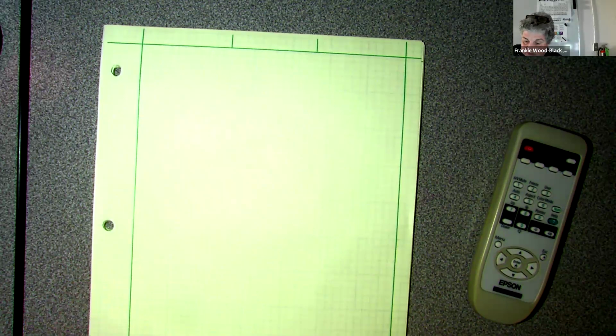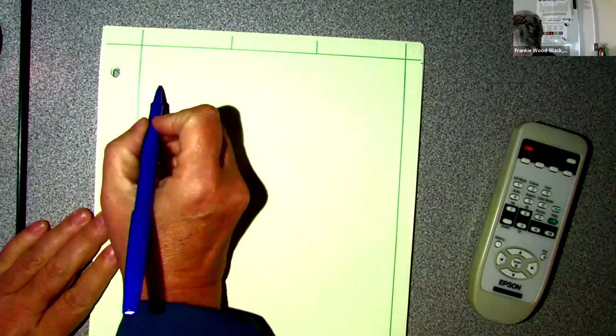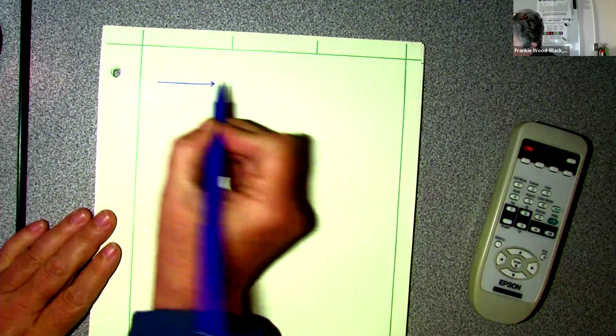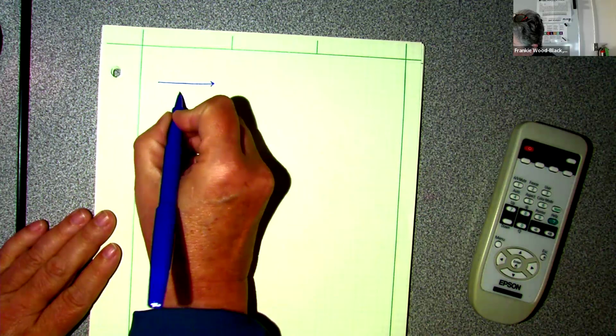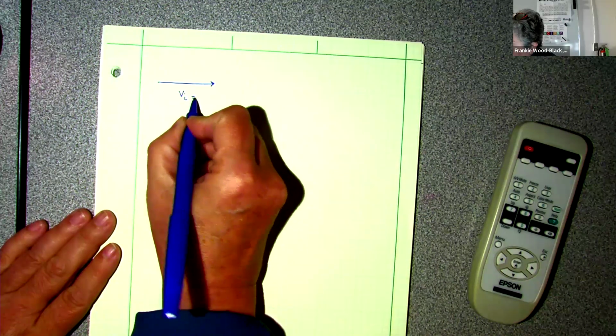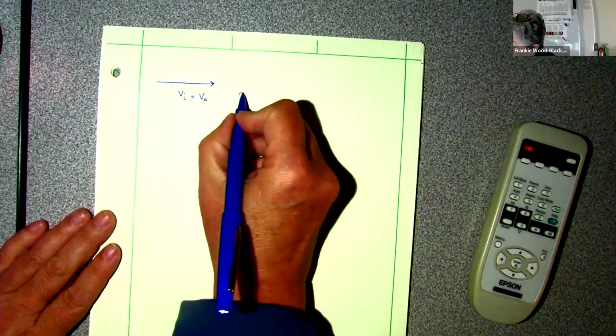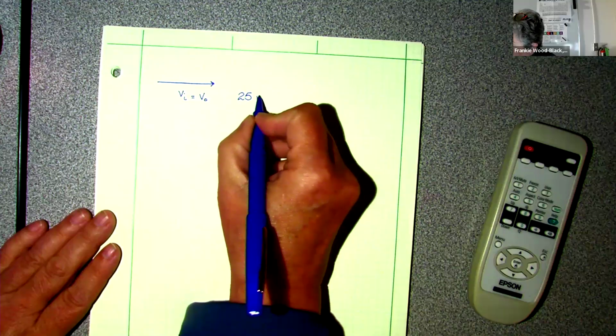All right. So we have been working with motion problems, and I had a question, not in you guys' class, but I had a question in another class. And so we're going to look at that. So I've got an initial velocity, which can also be written like that, and we're going to start it at 25 meters per second.